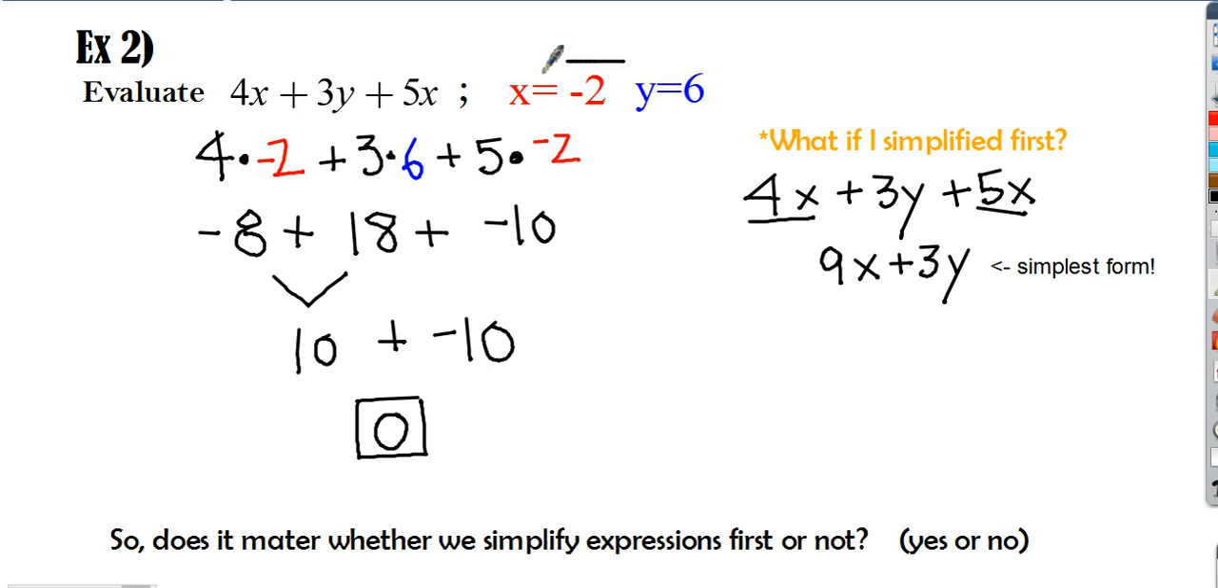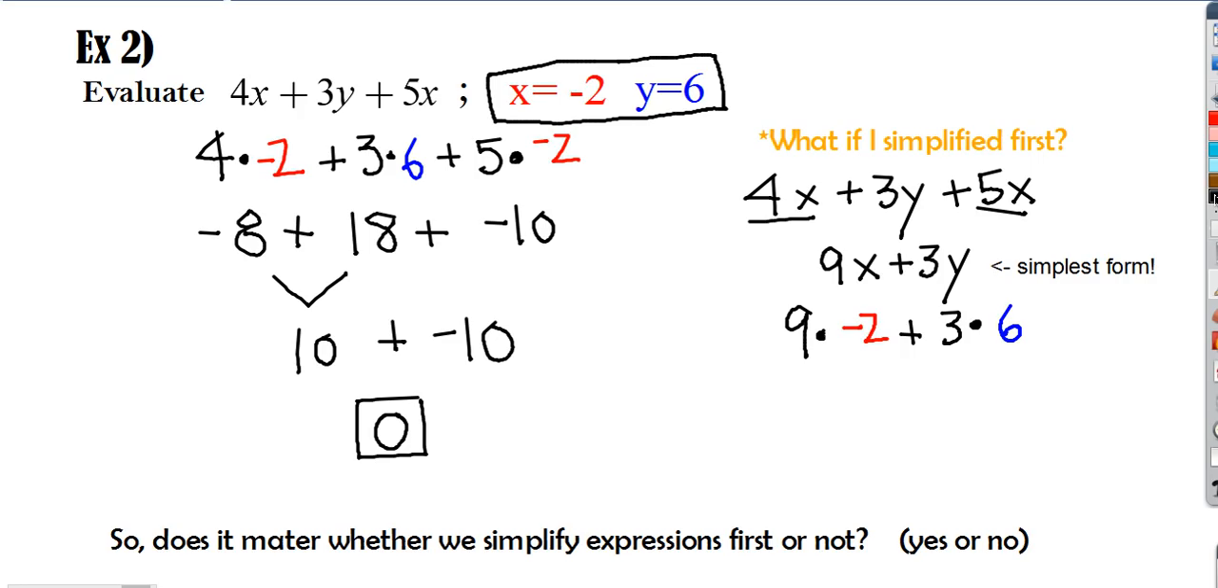And now we're going to plug in x equals -2 and y is equal to 6 into the variables. So instead of doing 9 times x, now we're going to do 9 times -2, because x is equal to -2, plus 3 times y, but this time y is equal to 6. And then 9 times -2 is -18, plus 3 times 6 is also 18, but it's positive. And -18 plus +18 are opposite numbers, so if you add them, it's equal to 0.